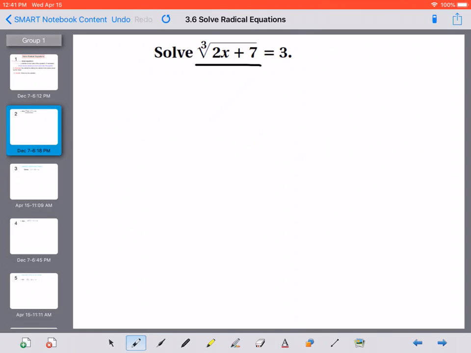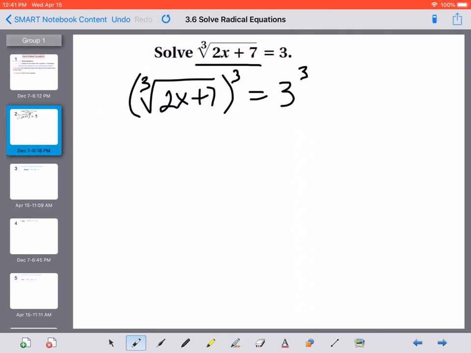So in this situation, you're going to take the cube root of 2x plus 7 raised to the third power equals 3 to the third power also. Remember, whatever you do to one side of the equation, you have to do to the other. Now, the cube root of something raised to the third power eliminates the radical. So you're left with the radicand is equal to 3 cubed, which is 27.